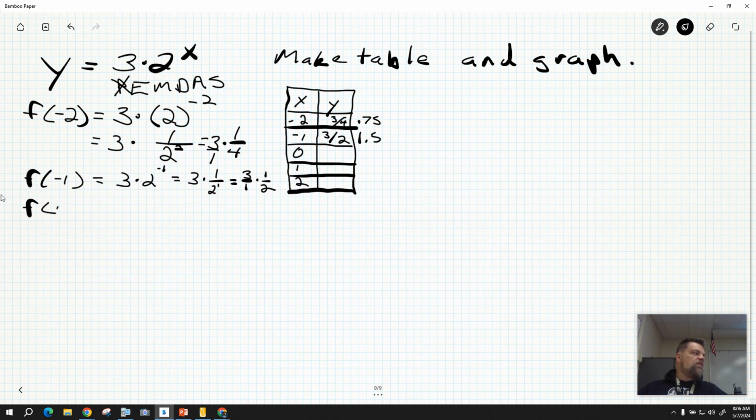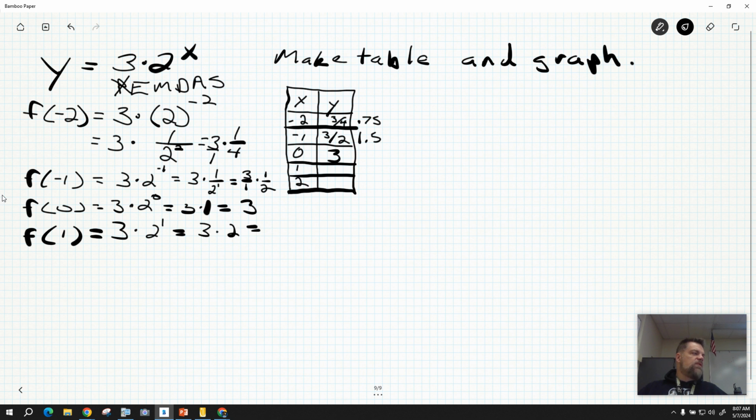F of 0 is equal to 3 times 2 raised to the 0. 2 raised to the 0, anything raised to the 0 is 1. 3 times 1 is just 3. So that's 3. F of 1, positive 1, is equal to 3 times 2 to the 1, which is just 3 times 2, so that's 6.